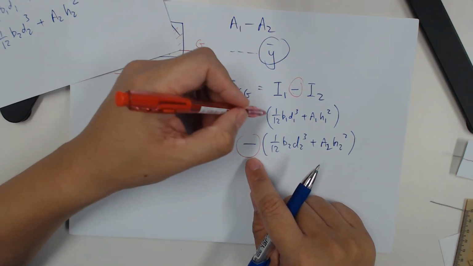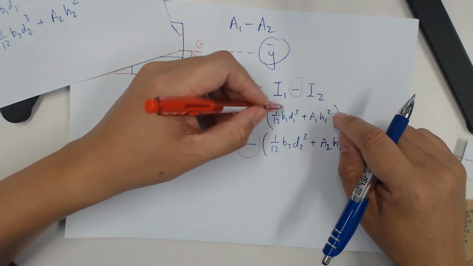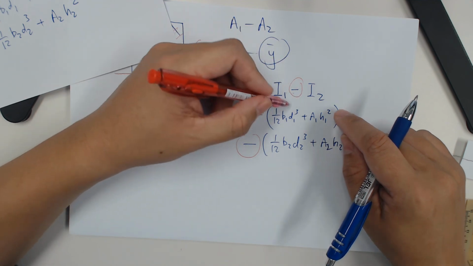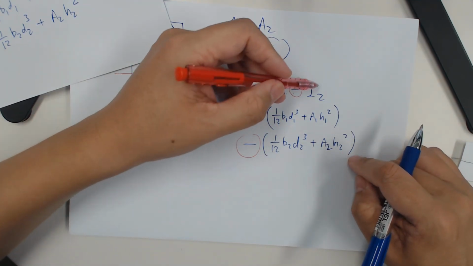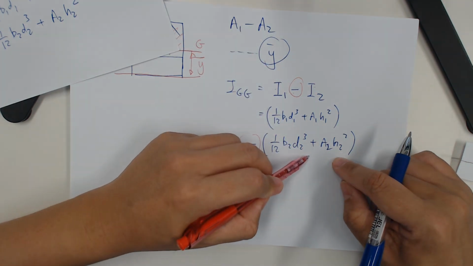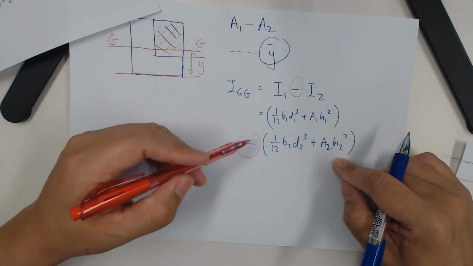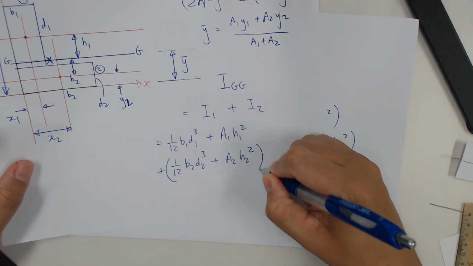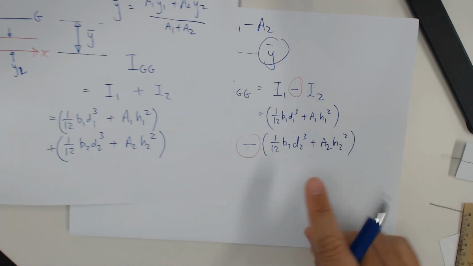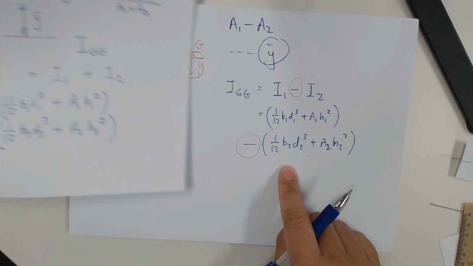So my advice would be always put a bracket to put all the terms that relate to rectangle 1, and put a bracket and put all the terms that relate to rectangle 2. Then after that, if it's a subtraction, you put minus. If it is an addition, you put plus. That's it. So it will look like this. You compare this to this.